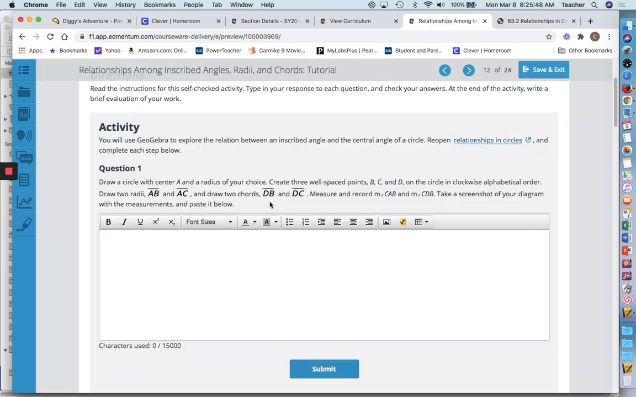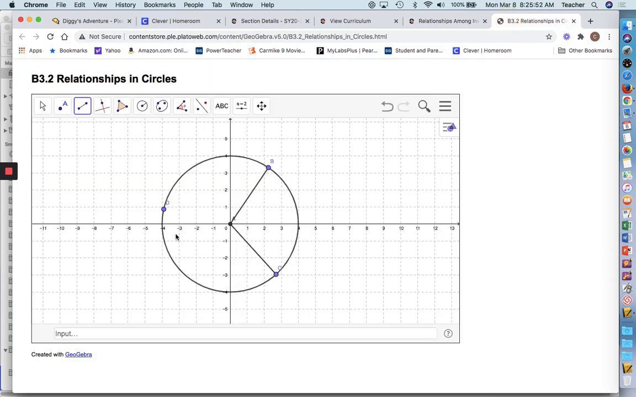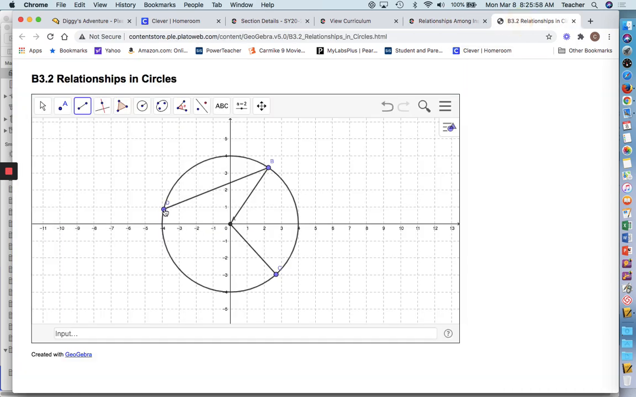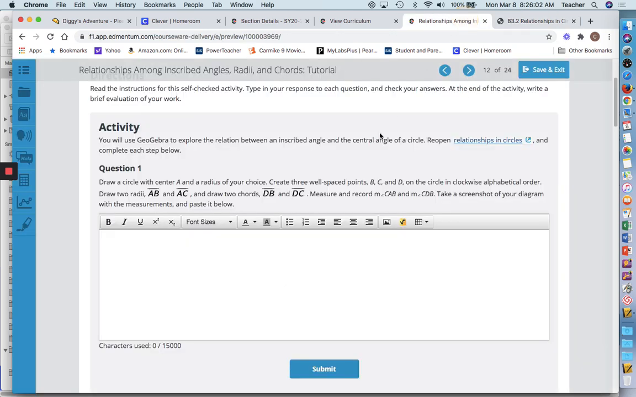All right, now draw 2 chords. I'm going to draw a chord DB, D to B, and the other one is D to C. Yeah, those are chords. All right. Okay, measure and record angle A, because that's the letter in the middle, so angle CAB. And angle CDB. That's the angle D because that's the letter in the middle.